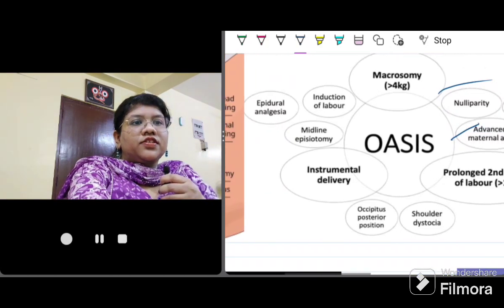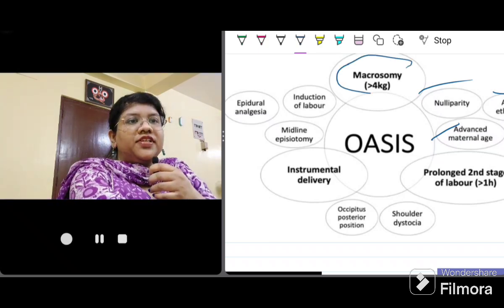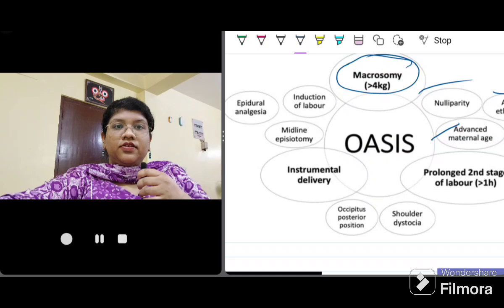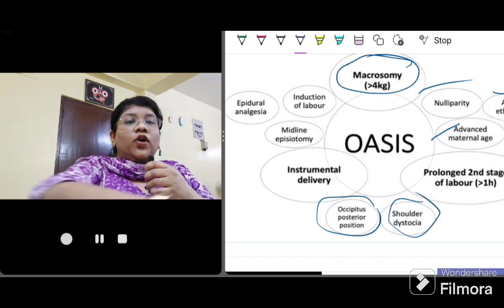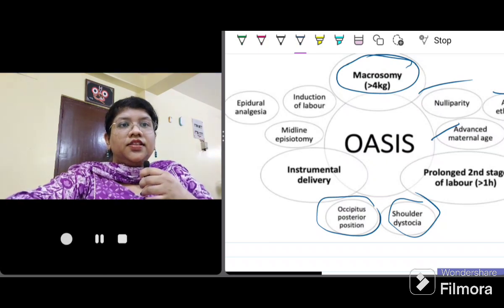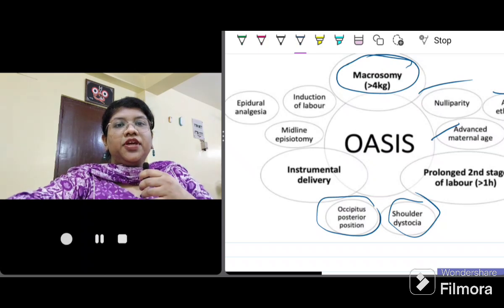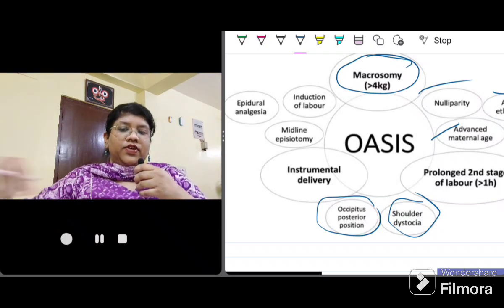Now, what are the fetal risk factors? Fetal weight more than 4 kg, that means macrosomia, is again a big risk factor. Shoulder dystocia, occipito-posterior position, these are the fetal risk factors. Then what are the intrapartum risk factors, that is during delivery? The most important one being instrumental delivery, then giving midline episiotomy, any induction of labor, it may be by oxytocin, and giving epidural analgesia which may prolong the second stage of labor.